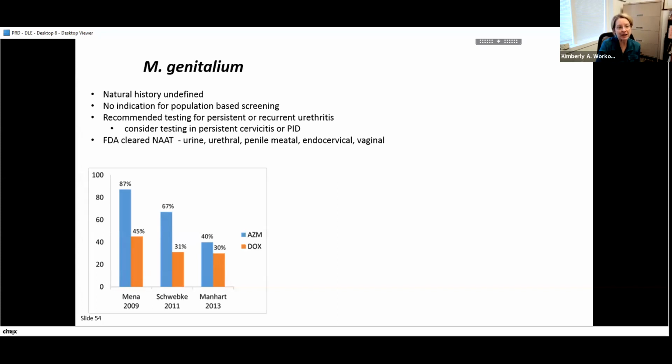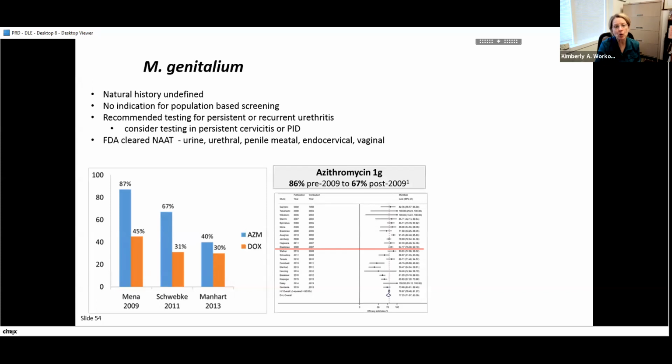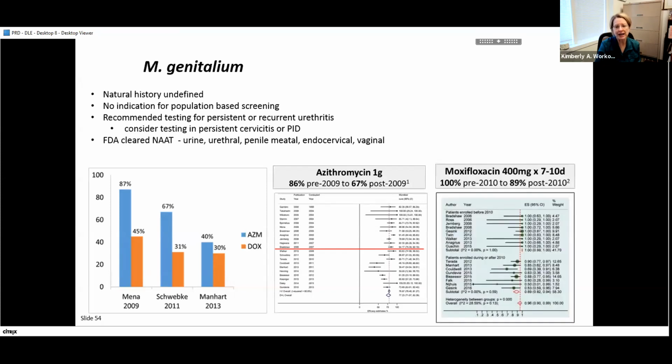We have an FDA-cleared NAT. So the recommendation is that for those individuals who have persistent infection, you use the test. And the reason for that is this: treatment efficacy. We don't have a great strategy at this point for treatment. You can see azithromycin used to be effective, and it's really lost effectiveness over time. Doxycycline is about 30 to 40% effective, but what doxy will do is bring down the organism load. So the effectiveness has really gone down. Moxifloxacin in the US is the only quinolone that works, but its effectiveness has waned as well.